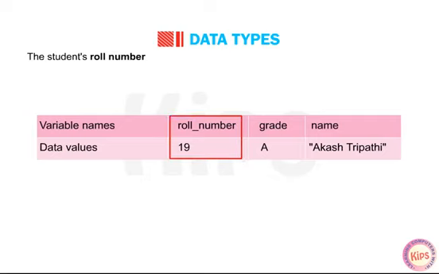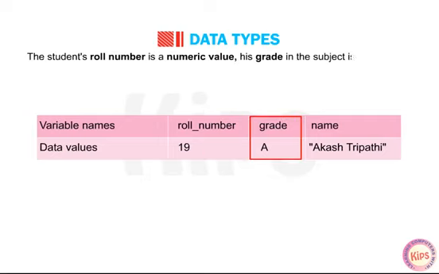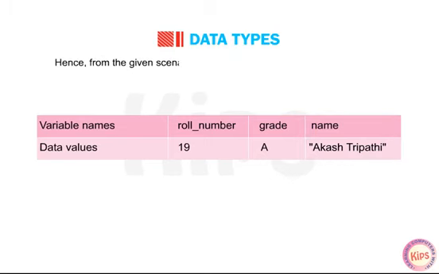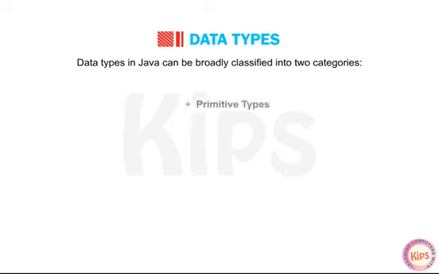The student's roll number is a numeric value, his grade in the subject is a character, and his name is a string. Hence, from the given scenario, it is clear that the data is of various types. Data types in Java can be broadly classified into two categories: primitive types and reference types.